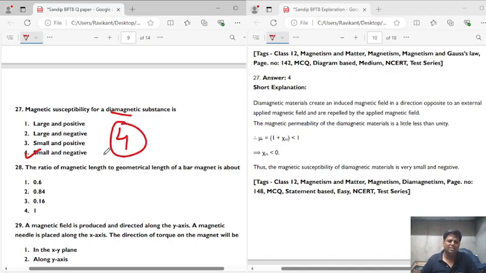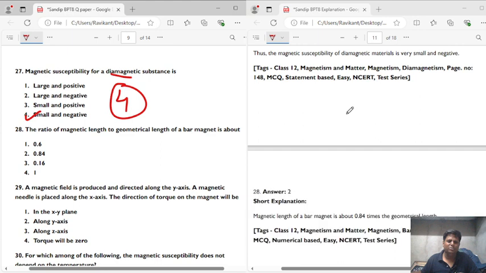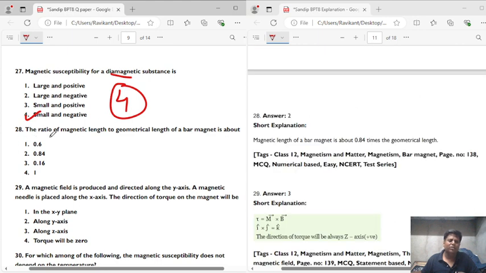Next, again it's a memory based question. Question number 28 says that the ratio of the magnetic length to geometric length of a bar magnet is about, we have to memorize it, 0.84. So the correct answer for question number 28 is option 2, that is 0.84. The ratio of the magnetic length to the geometric length of a bar magnet is about 0.84.